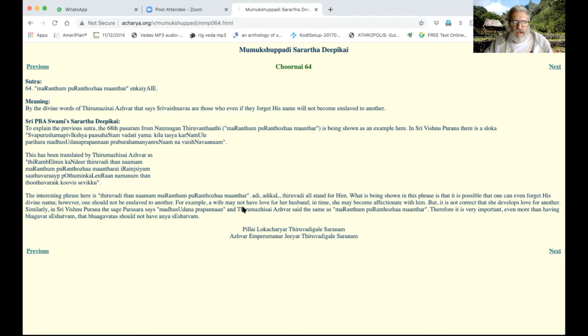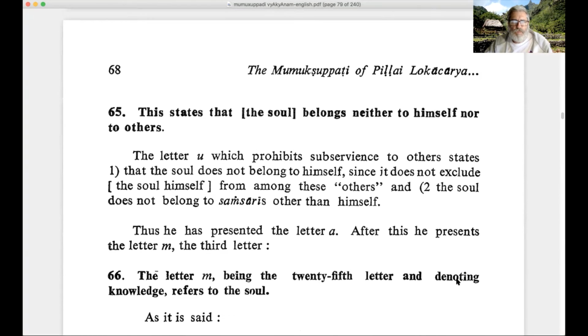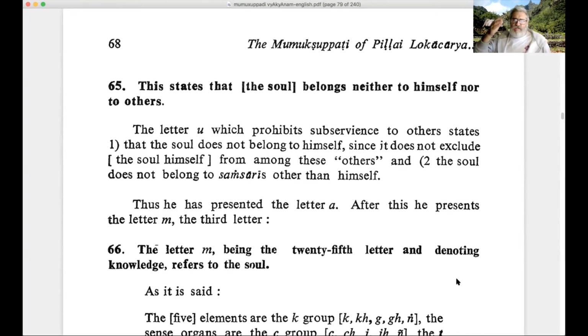Sutra number 65 says, this states that the soul belongs neither to himself nor to others. This is a very clear statement. The letter U, which prohibits subservience to others, states, number one, that the soul does not belong to himself, since it does not exclude the soul himself from among others. So the idea here doesn't exclude the soul as an owner of himself. The soul is not an owner of himself.